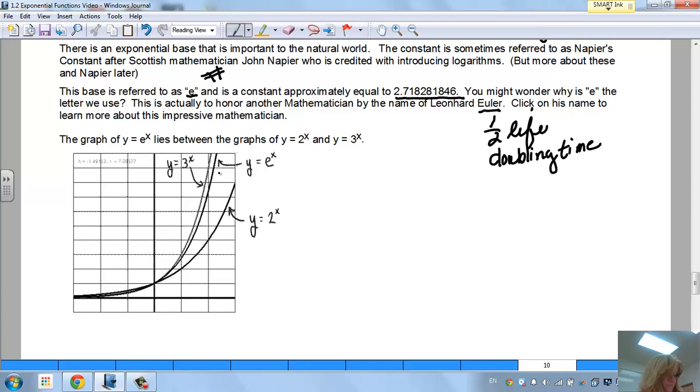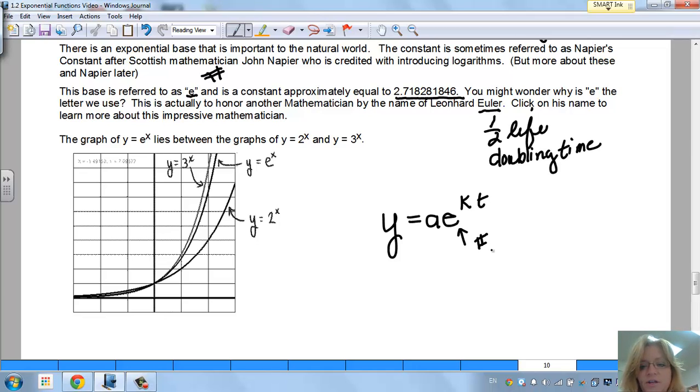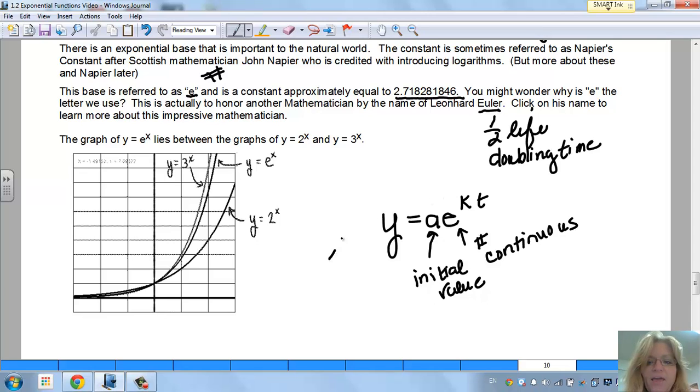Now let's look at the formula we're going to be using for continuous. It's y equals a e to the kt. All right, there's your base e. So e is a number, and if I use the word continuous, just to refresh your memory, a is still your initial value.